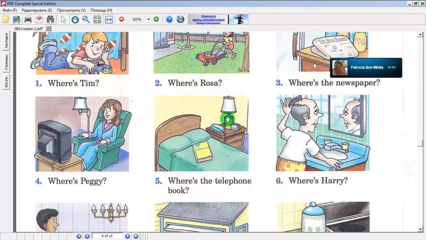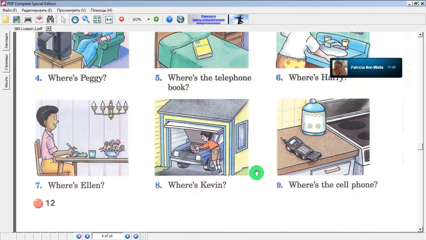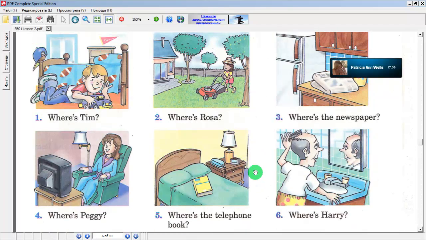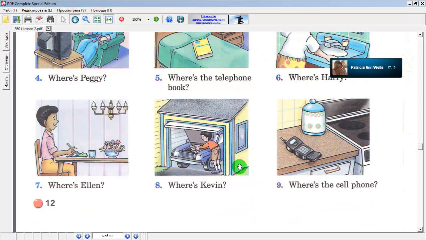Where is the telephone book? It's in the bedroom. Where is Harry? He is in the bathroom. Where is Ellen? She is in the dining room. Where is Kevin? He is in the garage. Where is the cell phone? It's in the kitchen. Very, very good.